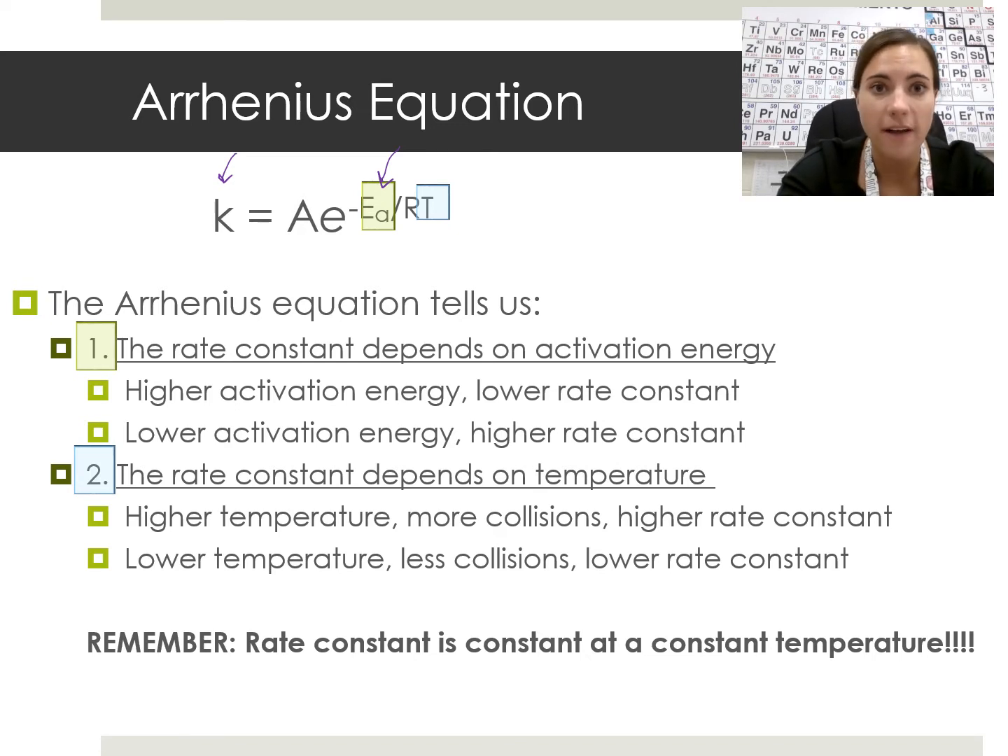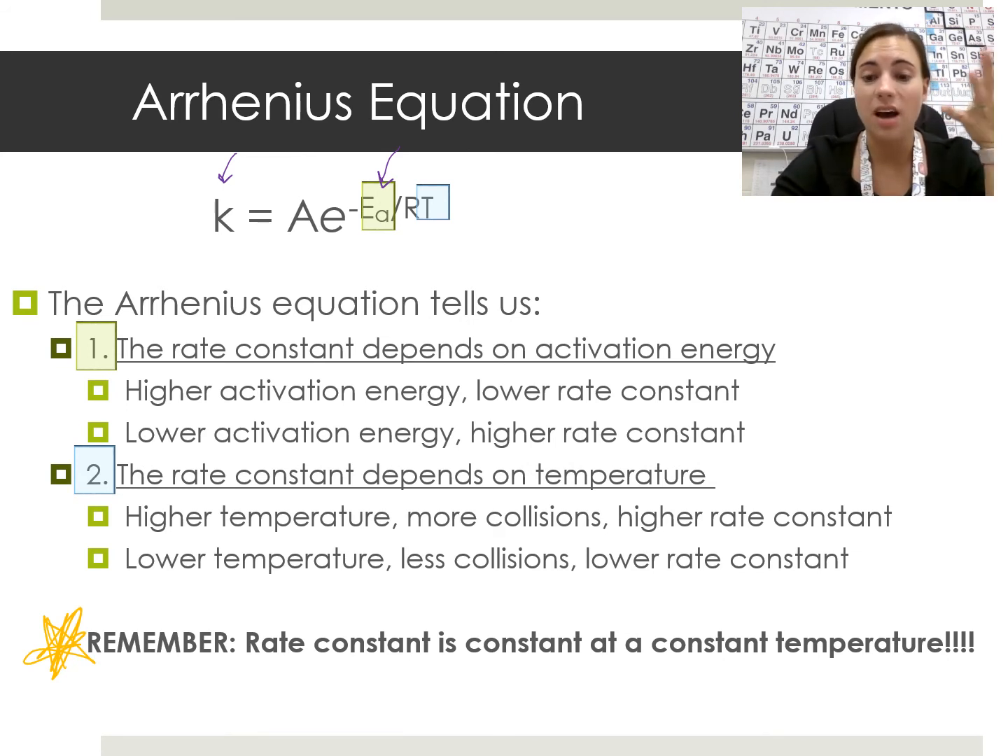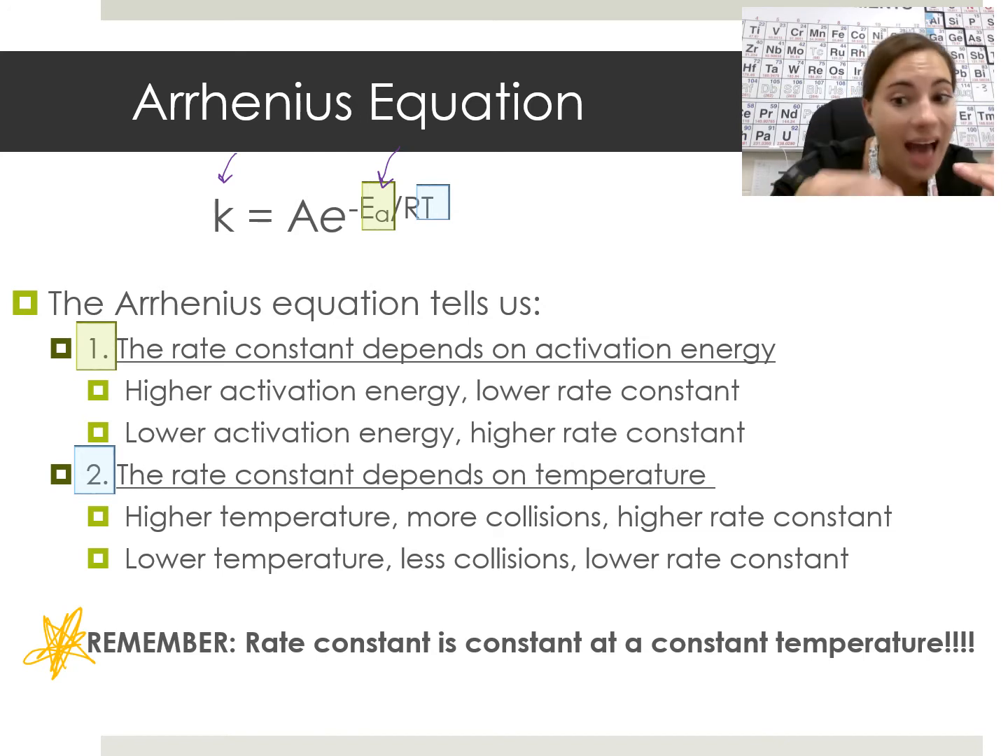If you remember when I first taught you about the rate constant, I made a point to say that it is constant at constant temperature. So if you change temperature, the rate constant does change. That's why a lot of these rate questions tell you the temperature that the data was collected at, because that matters, because the rate constant is only that rate constant at that temperature.